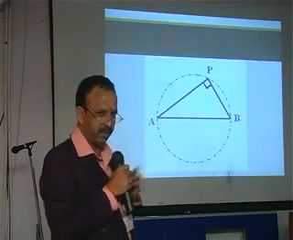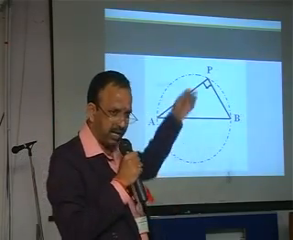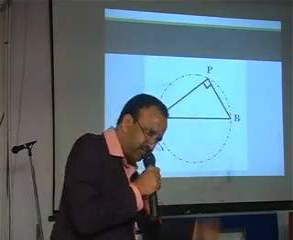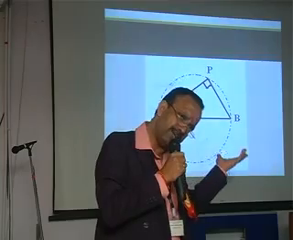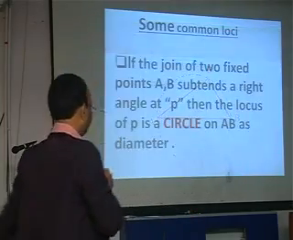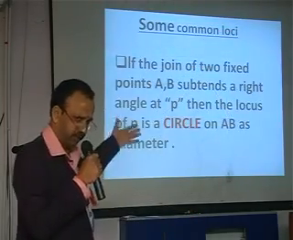So now you see, AB is the fixed distance and angle APB equals 90 degrees. If this is rotated, you are going to get a circle. AB is the diameter. This is the locus. Next, this is the definition that I told.